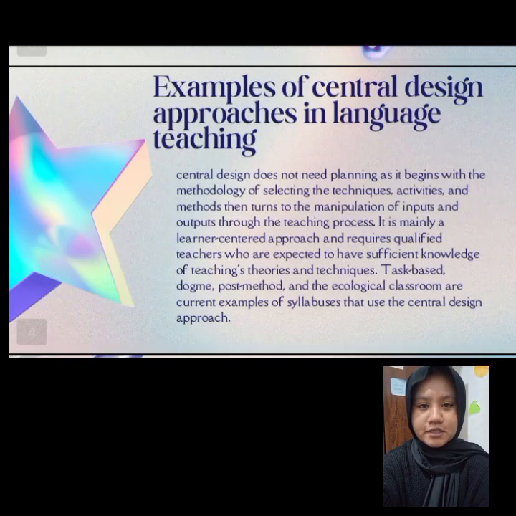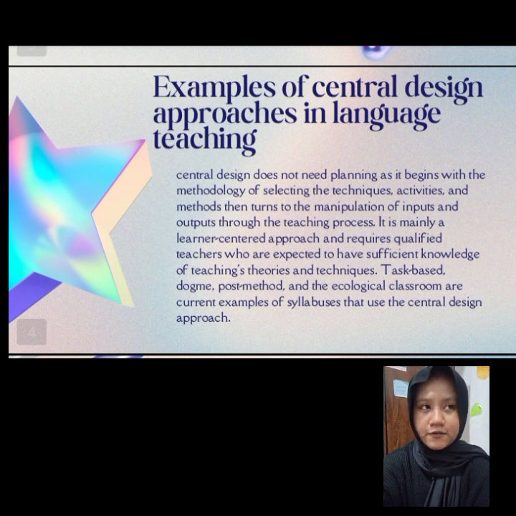Okay, I will explain the next material about examples of central design approach in language teaching. Central design does not need planning as it begins with the methodology of selecting the technique, activities and method, then turns to the manipulation of inputs and outputs through the teaching process.